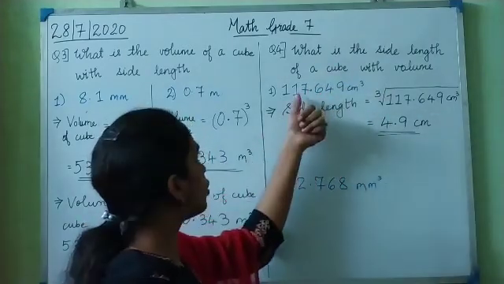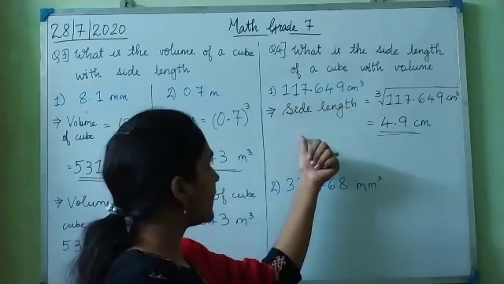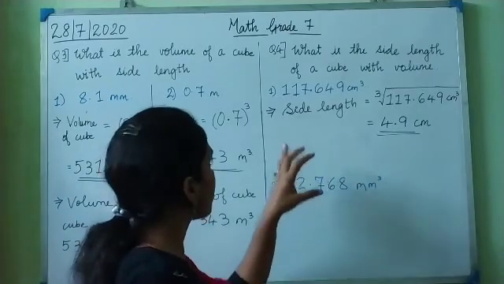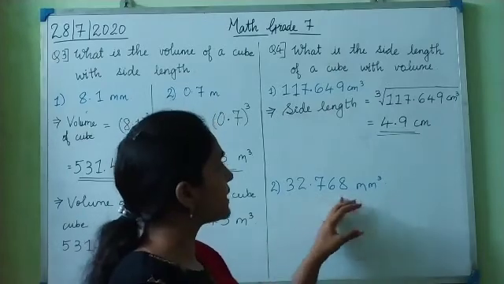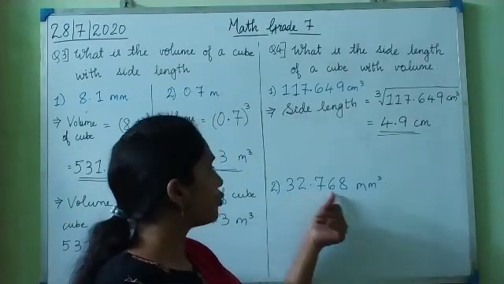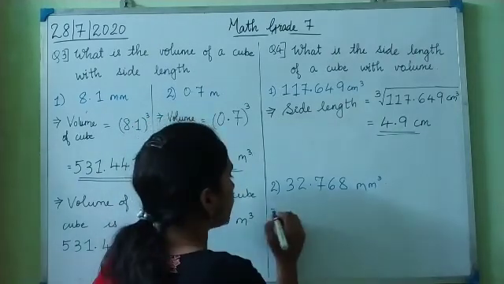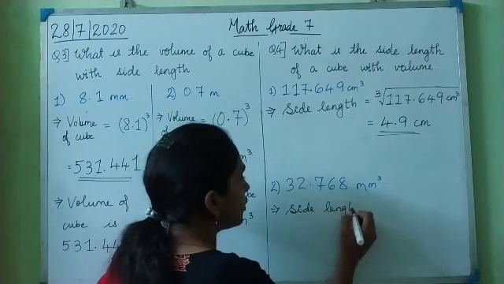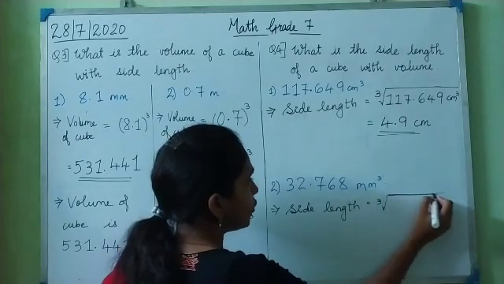The cube which had a volume of 117.649 centimeter cube, its side length is equal to 4.9 centimeters. Okay, so this was it, and now we go to the next question. The next question is 32.768 millimeter cube. So the volume of that cube is 32.768 millimeter cube, and we have to find the side length. To find the side length, we just find the cube root of the given volume.